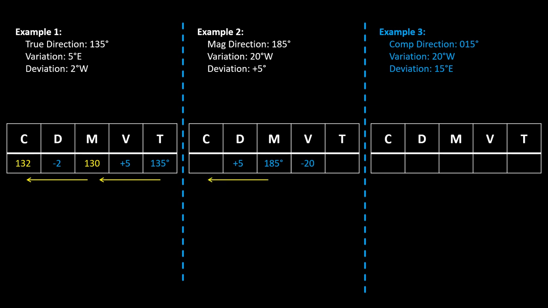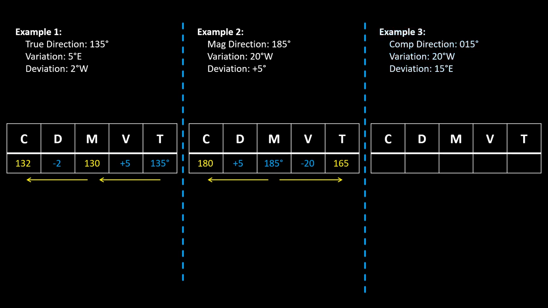We are calculating opposite to the general direction. Thus, 185 minus 5 equals 180. Next, I will calculate true direction. This time, we are calculating in the correct direction. Therefore, 185 minus 20 equals 165.